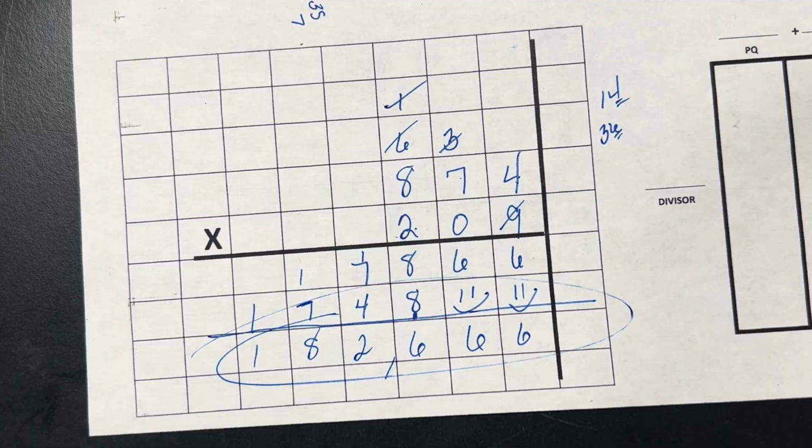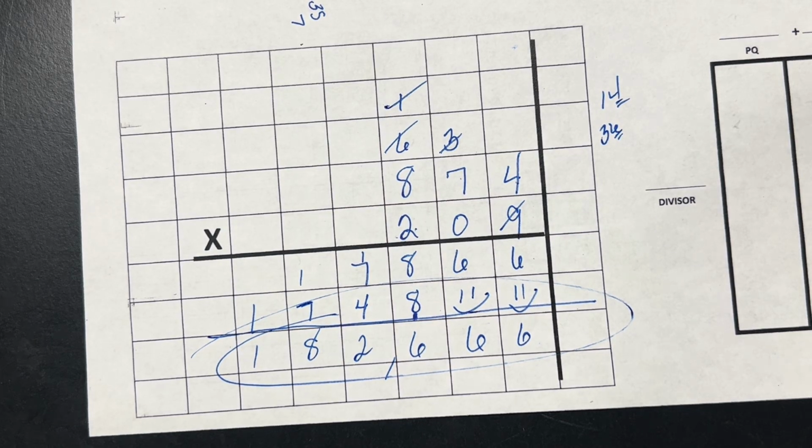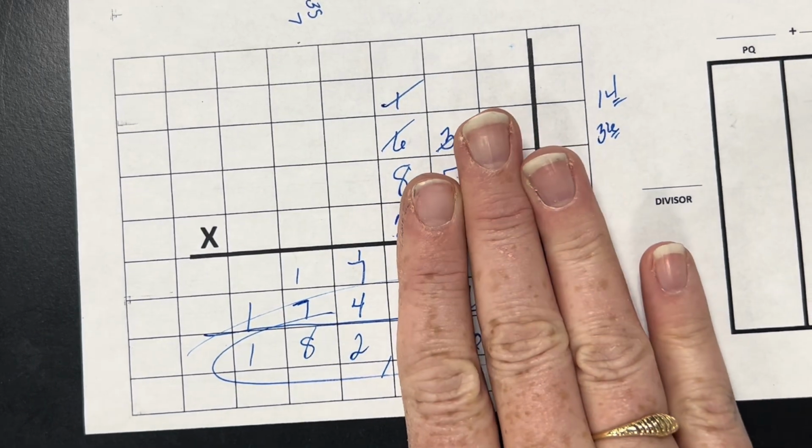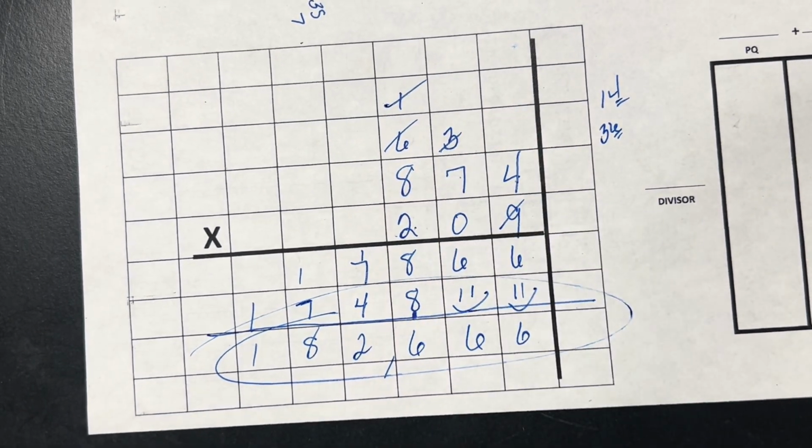Okay, boys and girls, I want you to think about how are we saying that digit? How are we going to say that digit? Hopefully, you're telling me 182,666.